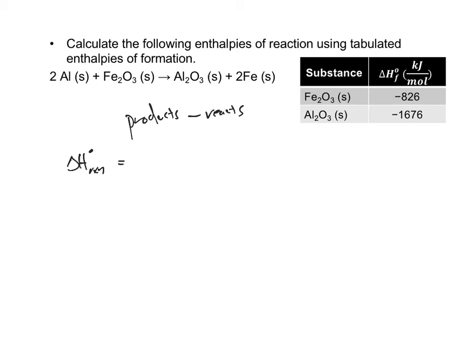Right, I have 1 mole of aluminum oxide, and so I'd have 1 times negative 1676. I have 2 irons, and so I'll write it in here even though we know it's 0. 2 times 0. And then the way we write this can be different. What I usually do is subtract and then do all the reactants together. And so I have 2 aluminums, so it's 2 times 0. And then my other reactant is iron 3 oxide. And I have 1 mole of that times negative 826.